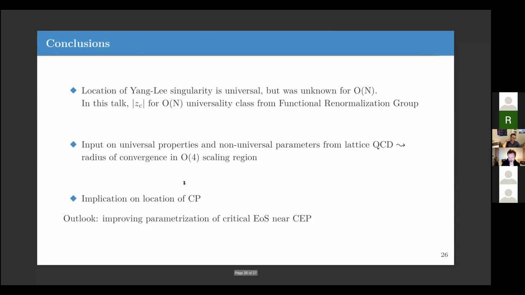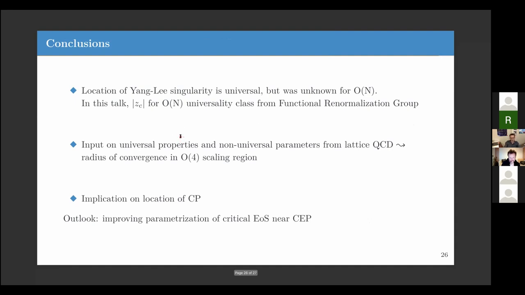Okay, so this is my conclusion. The location of the Yang-Lee singularity is universal, but was not known for O(N). And this is actually very interesting, that this is probably the most obvious universal number. It's not a critical exponent, it's not an amplitude, it's just over there, and it was not known. So in this talk, we essentially found the location of the singularity using the functional renormalization group approach.